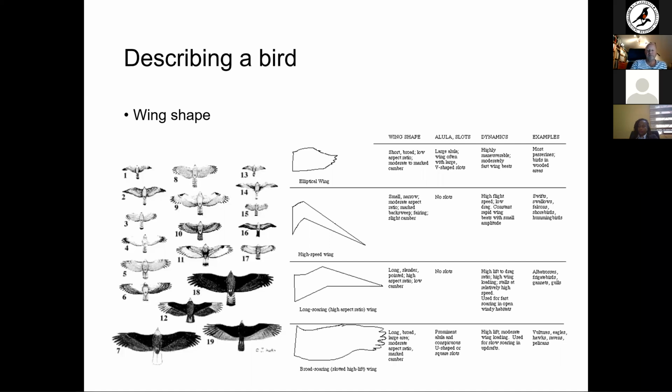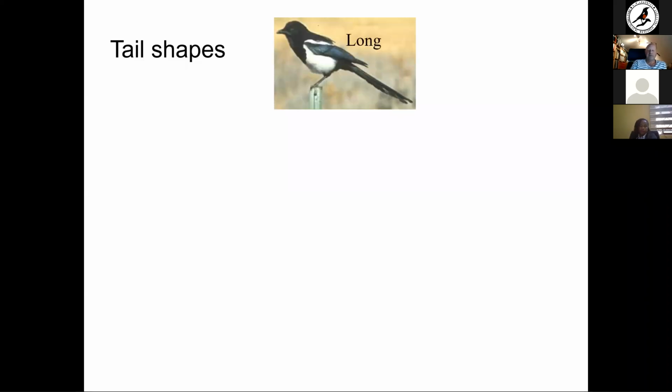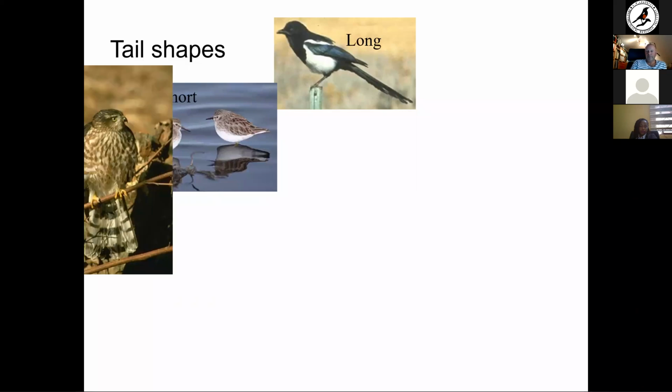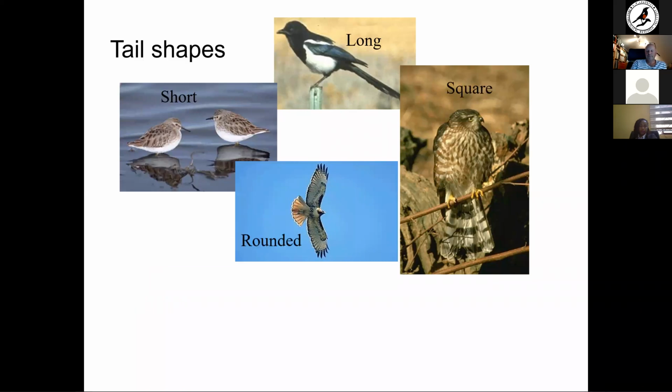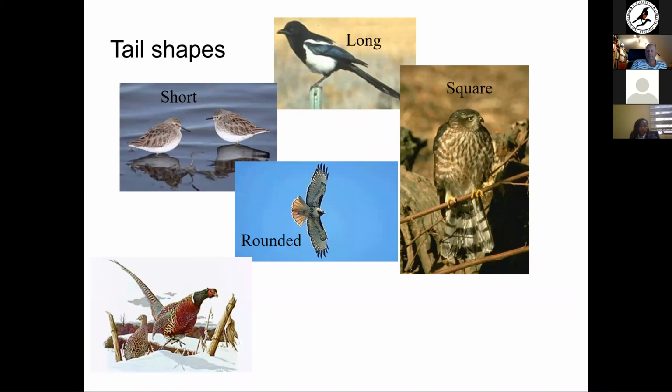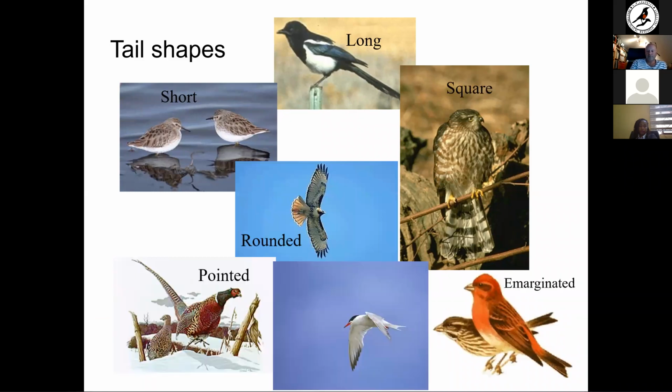And then birds have different wing shapes, from elliptical, very pointed, broad and pointed, very long and broad. And these show the lifestyle of a bird, and it's important for you to be able to distinguish them. Tails also come in different shapes, long and short, square, rounded, pointed, emarginated, and forked, and even more.